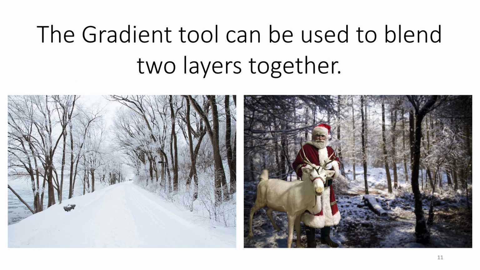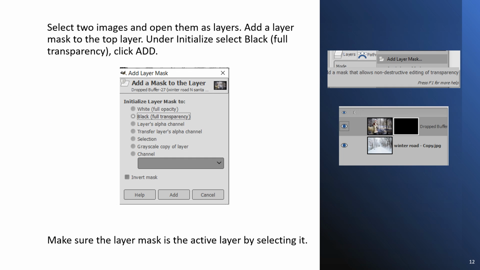The Gradient tool can be used to blend two layers together. Select two images and open them as layers. Add a layer mask to the top layer. Under Initialize, select Black, Full Transparency. Click Add. Make sure the layer mask is the active layer by selecting it.